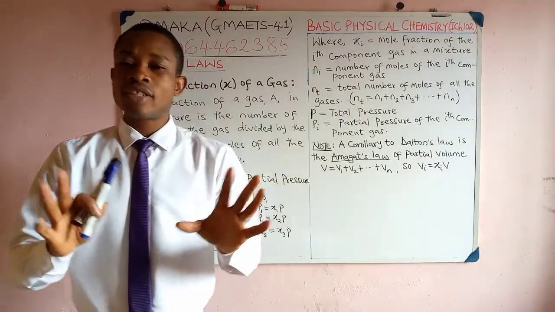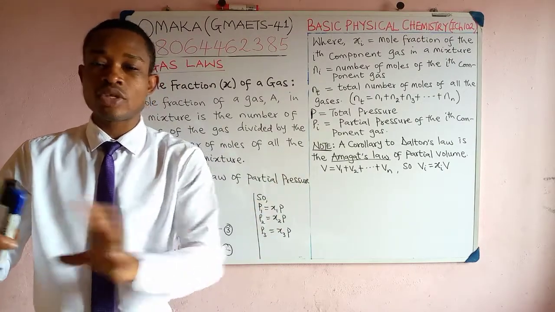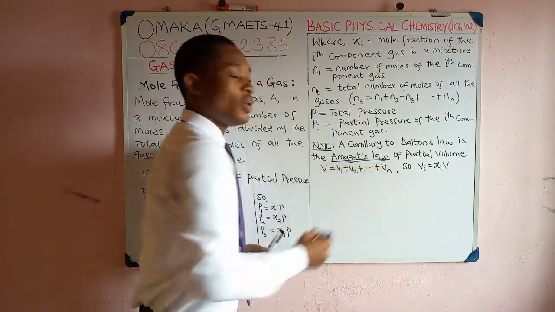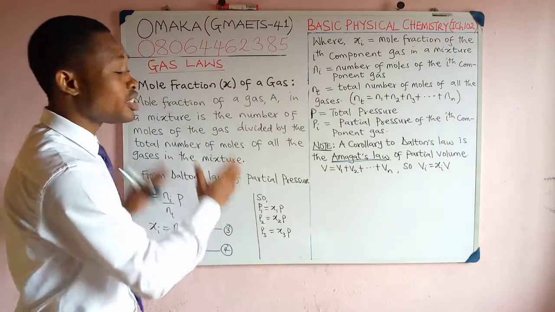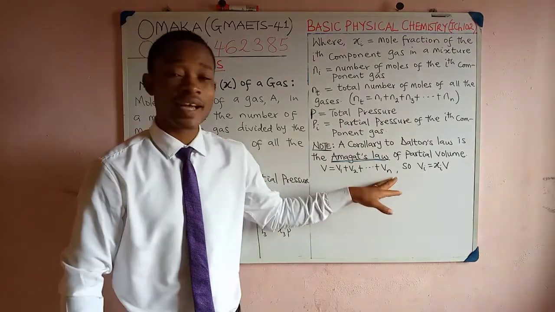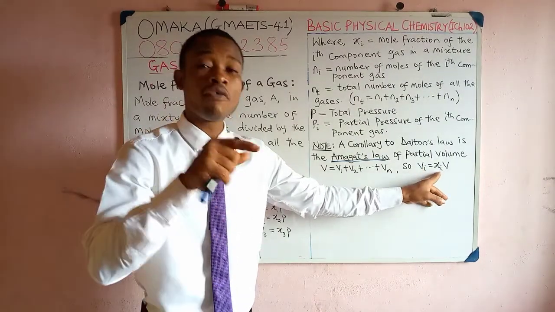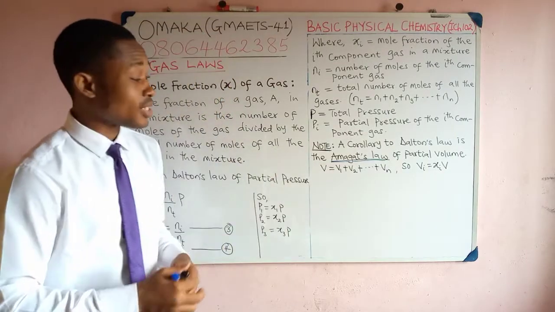There is a law that is very similar to Dalton's law. It's a corollary to Dalton's law. It's called Amagat's law, Amagat's law of partial volume. So everything we did under Dalton's law also applies to that. And that is why the partial volume of any gas in a gas mixture is equal to the mole fraction of that gas times the total volume. Alright? So refer to that as Amagat's law.